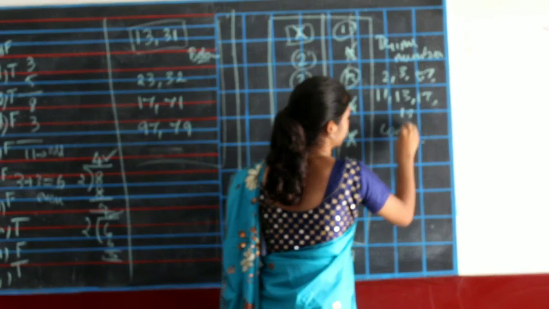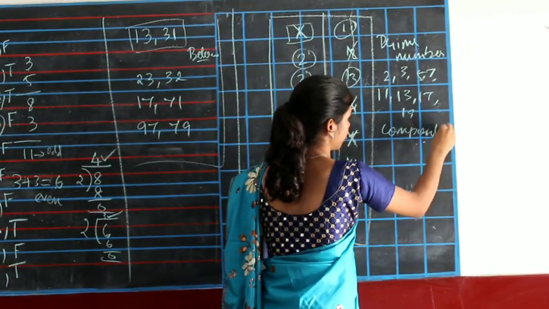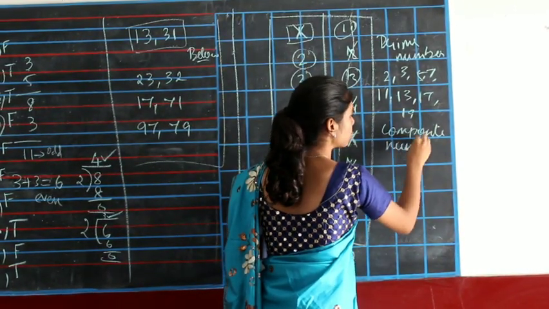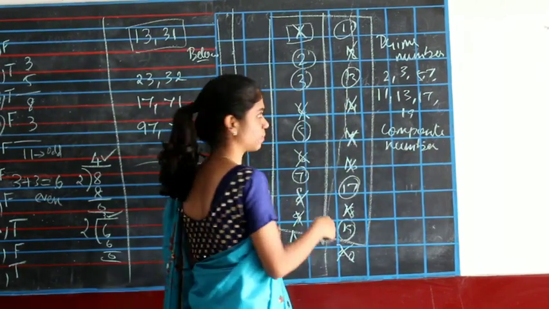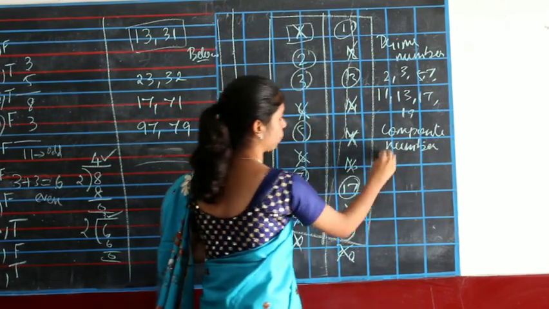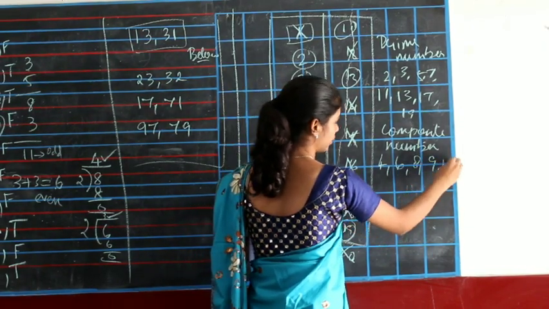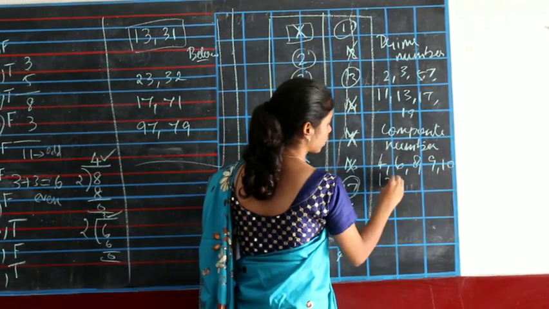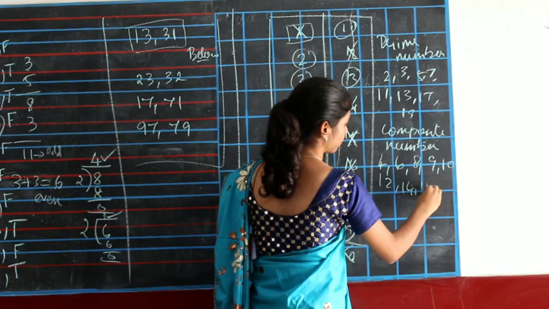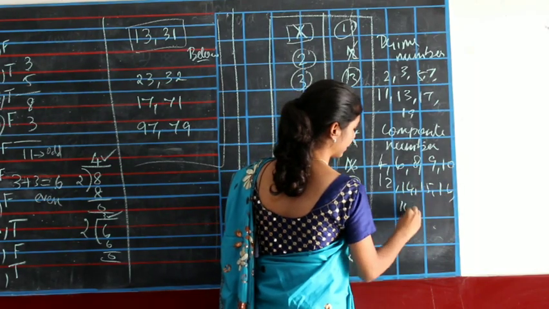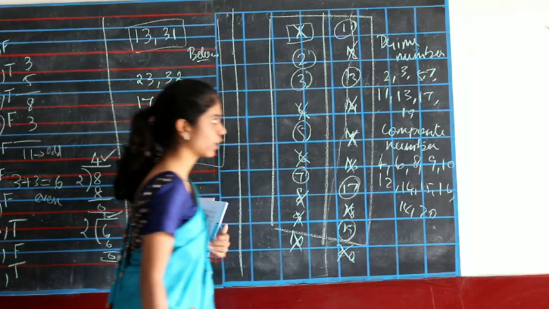So composite numbers. You can find more prime and composite numbers by this method. Okay, so 4, 6, 8, 9, 10, 12, 14, 15, 16, 18 and 20. Okay.